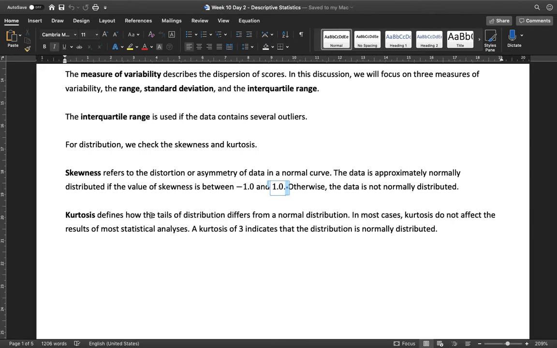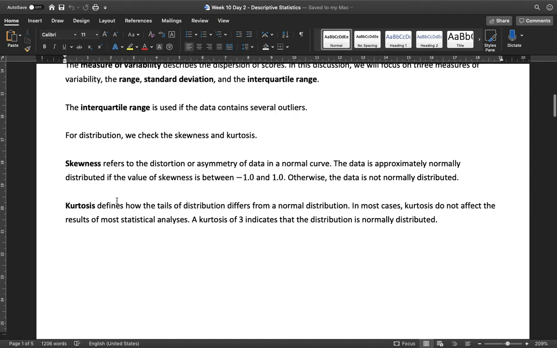Kapag less than -1 yan, papunta yung bulk dun sa right side kasi yung tail nandun sa left side. Ang tawag dun ay negatively skewed. Pero kapag yung skewness natin greater than 1, yung bulk papunta sa left, yung tail papunta kay right. Ang tawag dun ay positively skewed. So, pag negatively at positively skewed ka, hindi ka normally distributed. And it's important to check if the data is normally distributed because it allows us to perform some statistical tests which we will discuss later on.